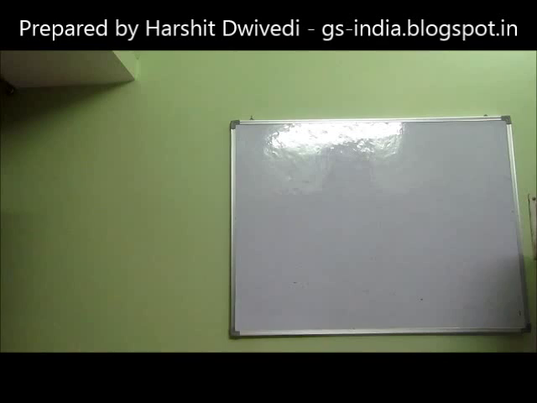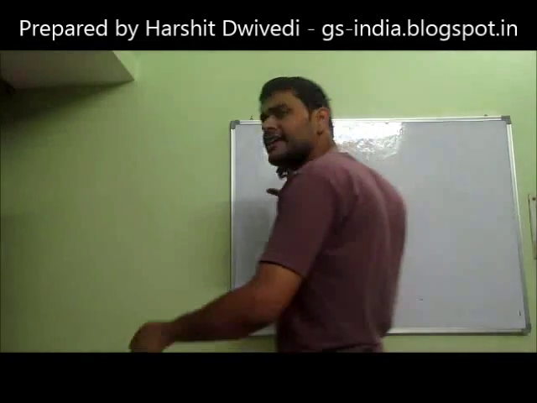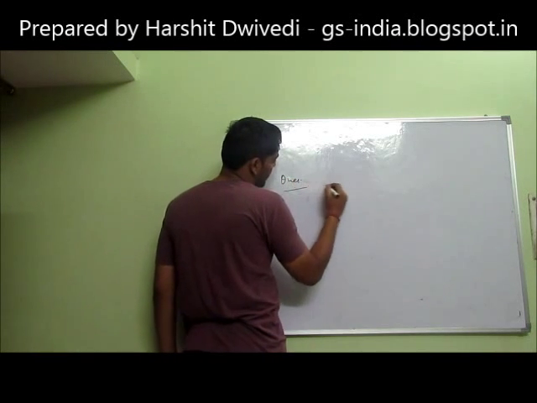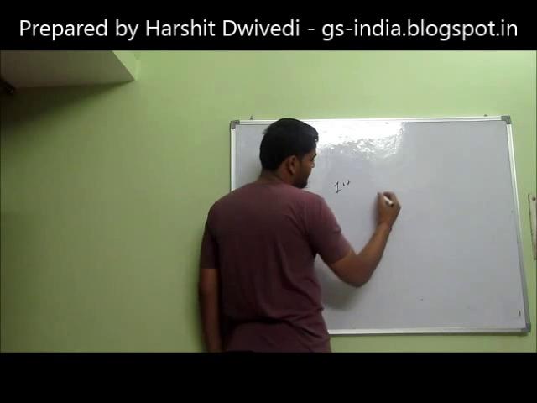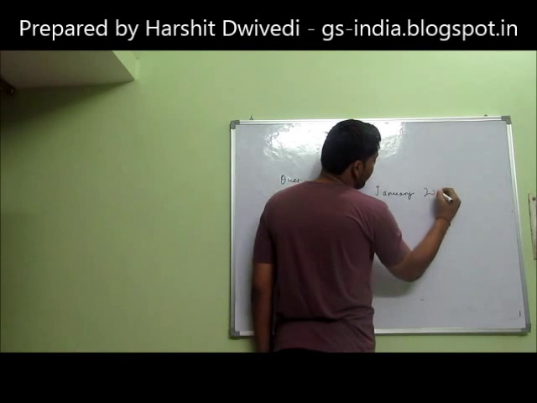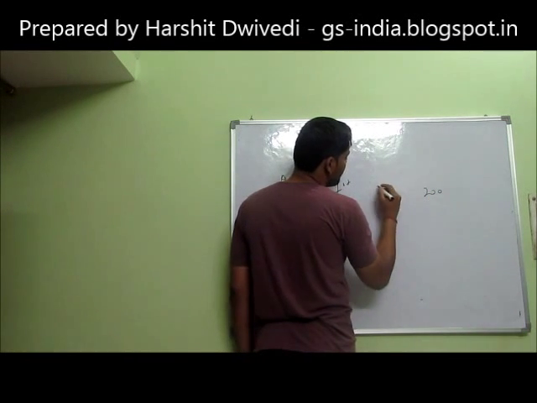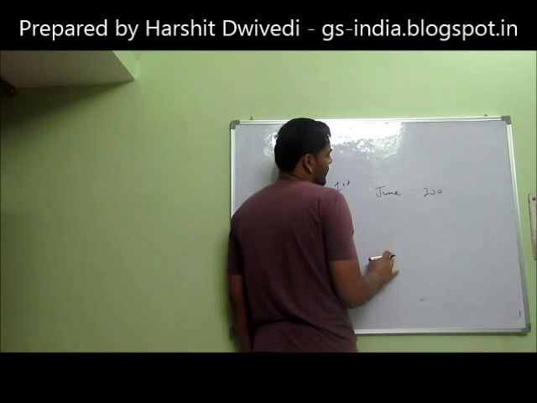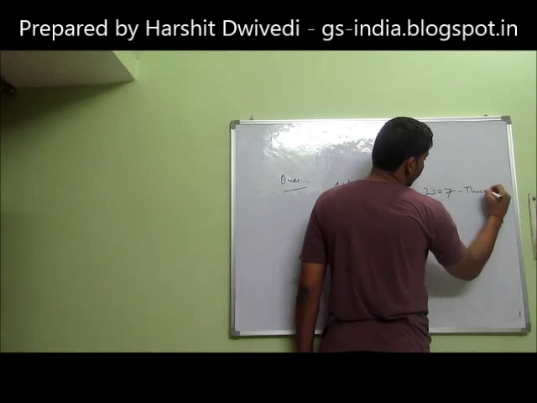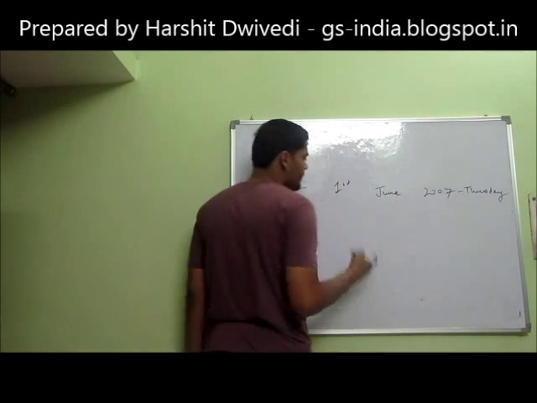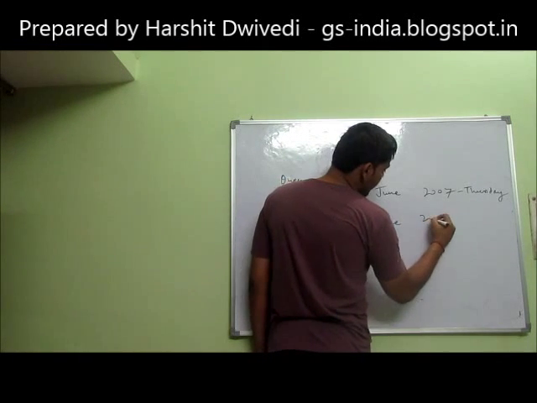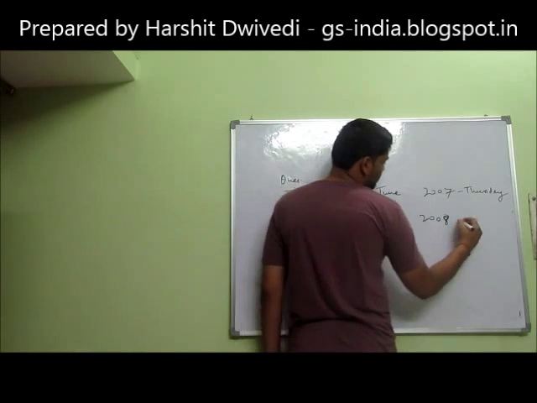One more question. It is of the same nature but slightly different. The question is, 1st of June 2007 is Thursday. Then we have to find out what will be 1st of June 2008.